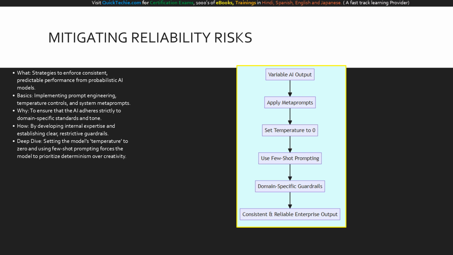This flowchart illustrates the technical pipeline required to transform variable AI outputs into reliable enterprise assets. We begin at the top with the variable AI output, representing the raw, untamed nature of the model. The first mitigation step is to apply metaprompts, which injects overriding system rules that govern the AI's behavior. Next, the flow moves to set temperature to 0, mathematically stripping away the model's creative randomness to favor predictable outcomes.